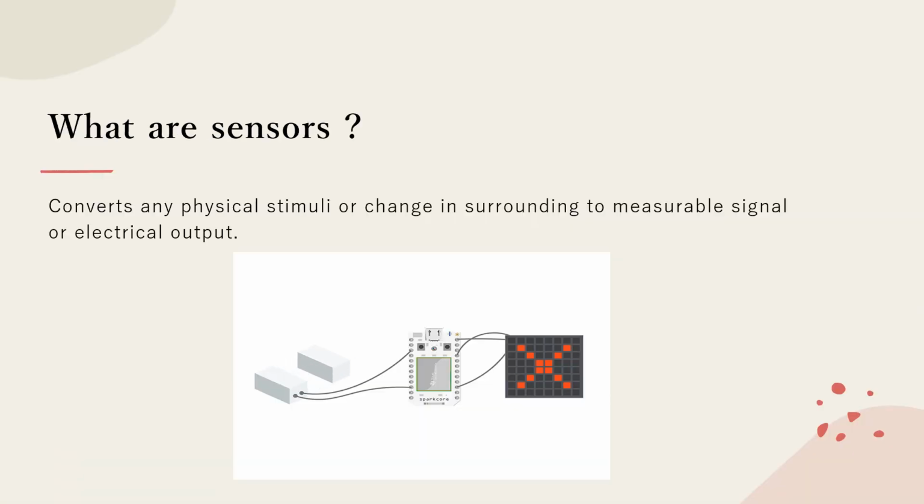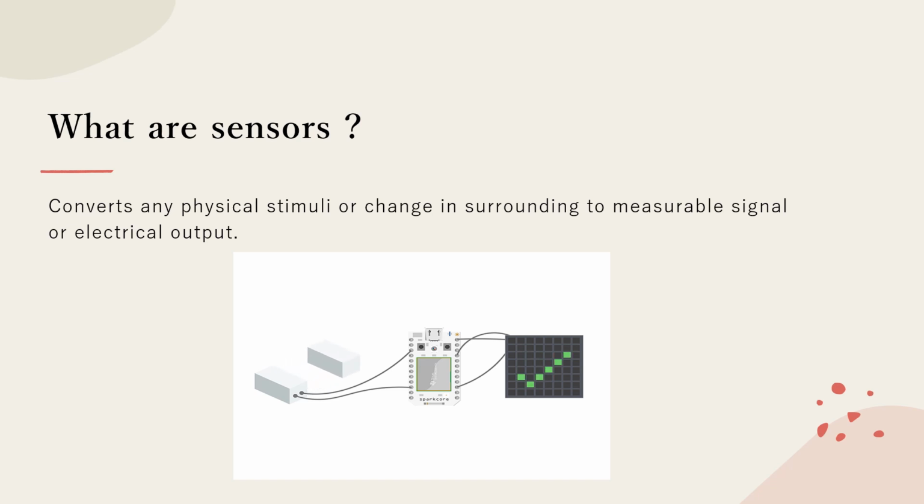Yeah, so as I said, sensors convert any physical stimuli or change in surrounding to measurable signal or electrical output. So as this GIF shows, this sensor converts the motion of the block into electrical energy. Now this is a typical sensor, but there are different sensors which can be used in daily life, such as temperature sensors, proximity sensors, IR sensors, and these have different applications. But the principle is same, that it converts one form of energy into electrical energy, which is detected.